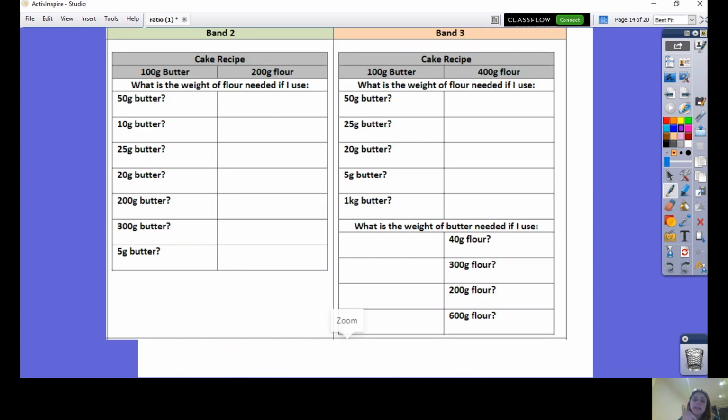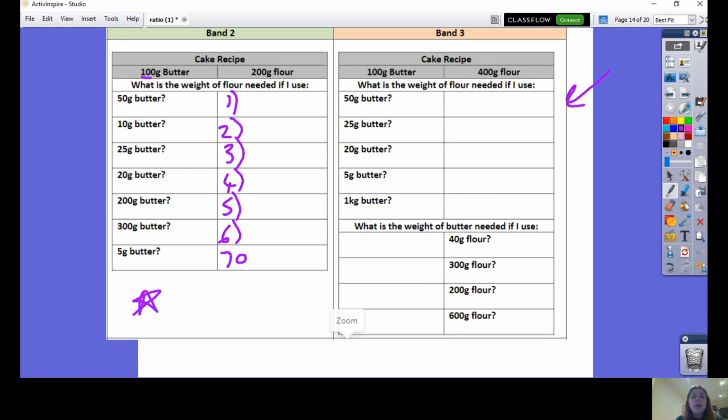You have 2 bands today, so you can choose what you would like to do. If you're finding this a bit tricky, stick on band 2, whereas if you're feeling confident, you should do band 3. You can do this on your piece of paper, or if you print out the task sheet, you can do it on the task sheet. But remember, I'm perfectly happy for it to be done just on your piece of paper from the sheet. If you're doing it like this, I would recommend numbering them just like so. This would be number 1, 2, 3, 4, 5, 6, and 7.